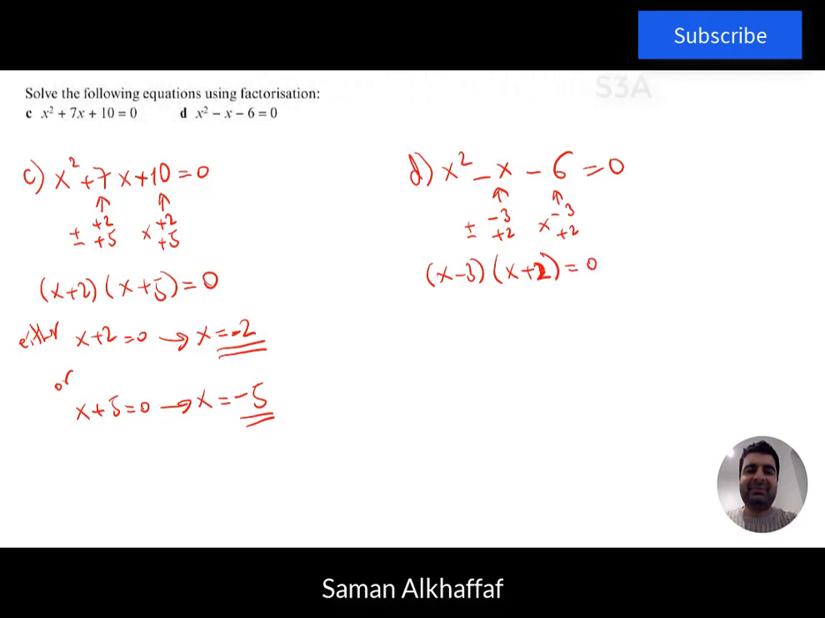equal to 0. So first we equate one of the brackets to 0, so that will be x minus 3 equal to 0. That will give us the first value of x being 3. Or we equate the second bracket to 0, so that's x plus 2 equal to 0, and we would have x being equivalent to minus 2, which is the second value of x.